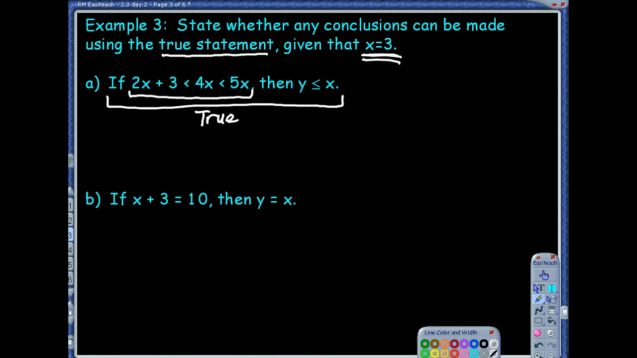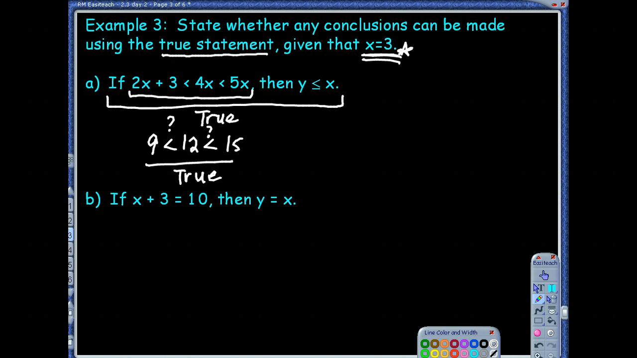So what we're going to do is use that value of x, and what do you think we're going to do with it? I'm guessing we're going to substitute it in. Just use some basic algebra. So it's going to be 2 times 3 plus 3, which is 9. Then 4 times 3 is 12. And then we're going to see, is that less than 5 times 3, which is 15? So is this part true? Yeah, sure. 9 is less than 12, which is less than 15.